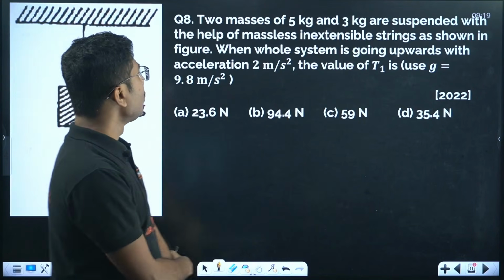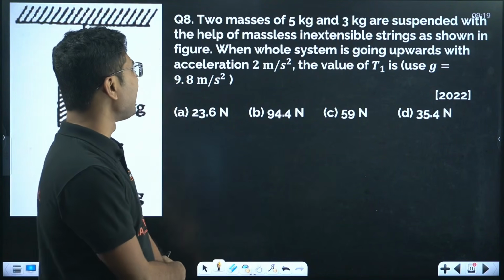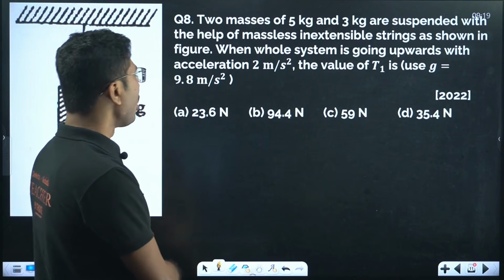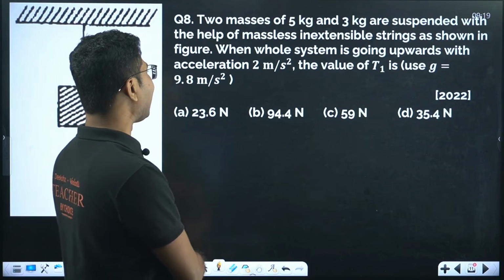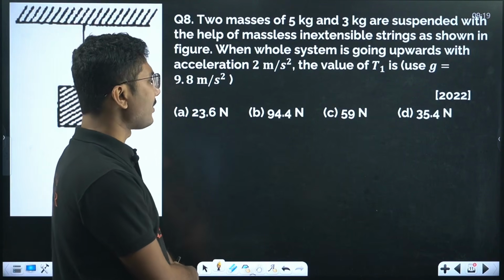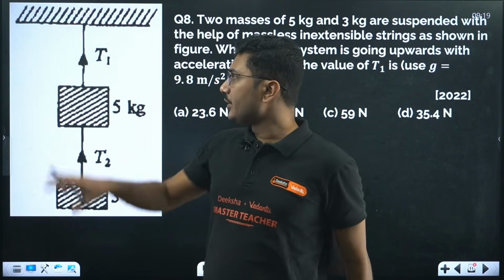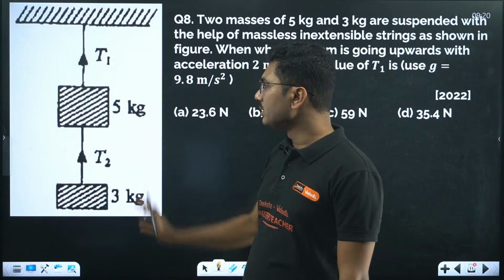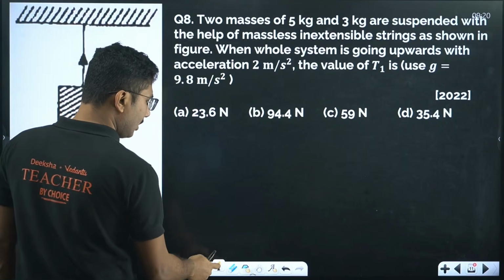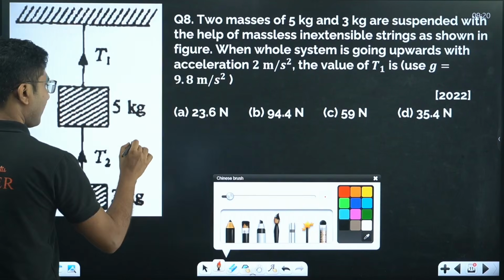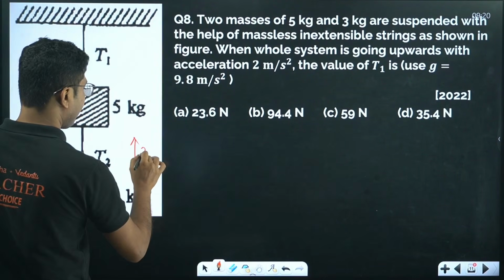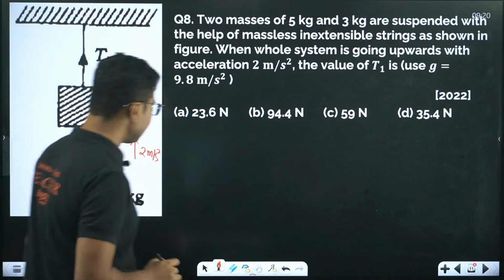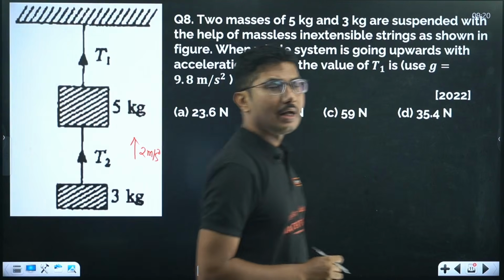Next, two masses of 5 kg and 3 kg are suspended with the help of massless inextensible strings as shown in the figure. When the whole system is going upwards with an acceleration of 2 meter per second square, the value of T1. So here the value of T1 we have to calculate. Two masses are tied like this and the whole system is accelerating with 2 meter per second square. Now we have to calculate.